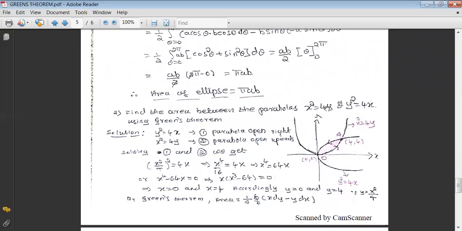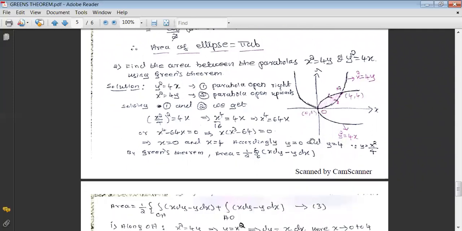That's the formula we have to remember to find the area bounded by curves using Green's theorem. Now this is one important example which appeared many times in the examination also. The question is: find the area between the parabolas x square equal to 4y and y square equal to 4x using Green's theorem. y square equal to 4x is a parabola which opens to the right side, and x square equal to 4y is a parabola which opens upwards.